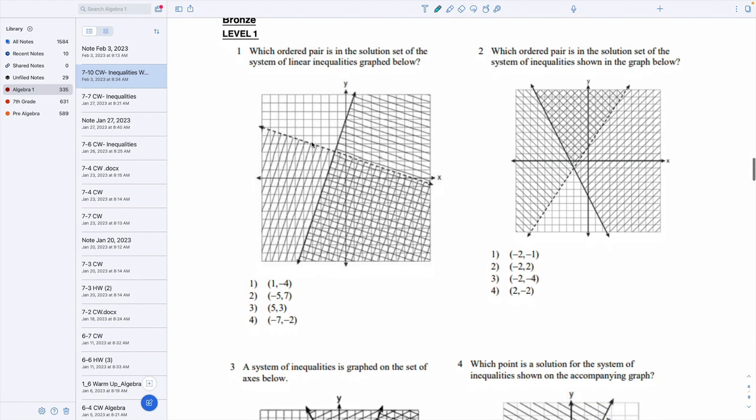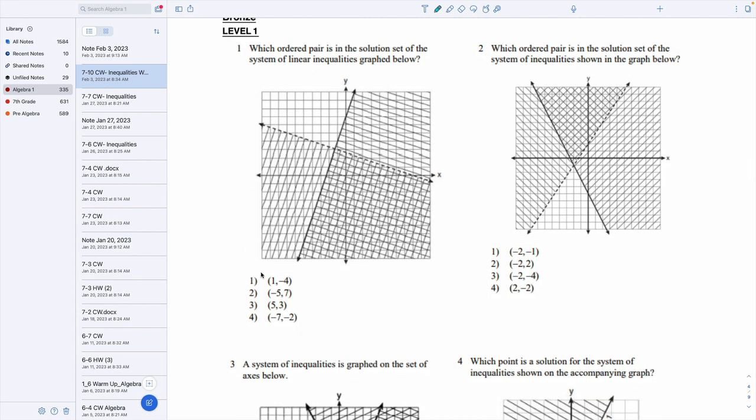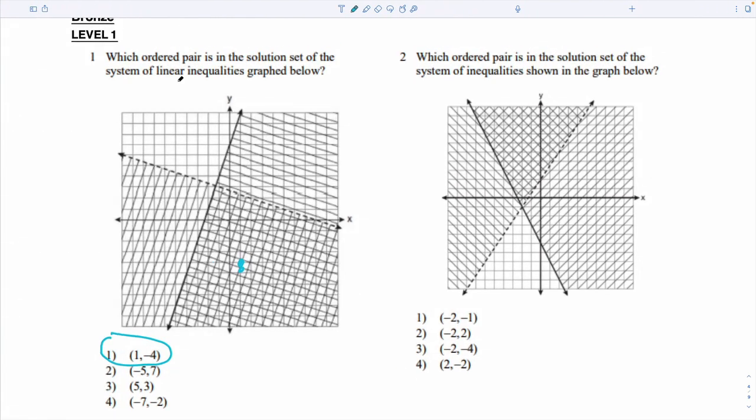Porter, what was your answer for 1? I got 1 negative 4 over 1 down 4. That works. It's in the section that has both. So 1 is correct. If you have any questions, raise your hand on these. Number 2, Mackenzie. Negative 2 up 2 is right here. That works.